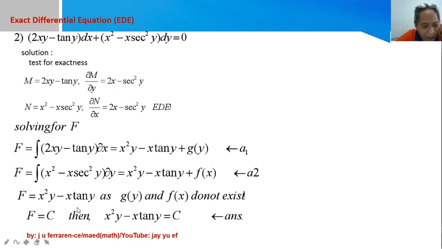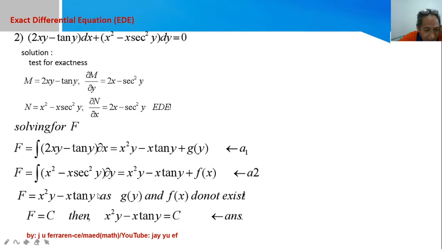So what is our f? Our f are the terms coming from this. I copy them. I'll be looking for a purely y term, but there's none. So that means the g of y and the function of x do not exist. So your f is only this one.